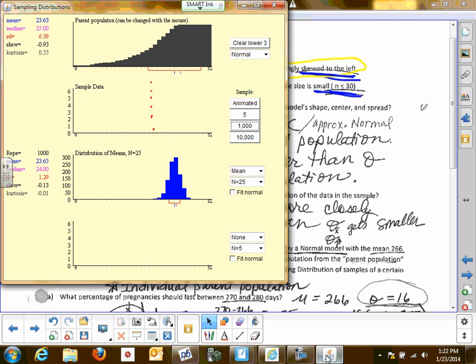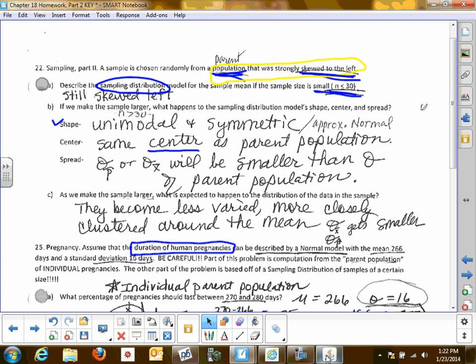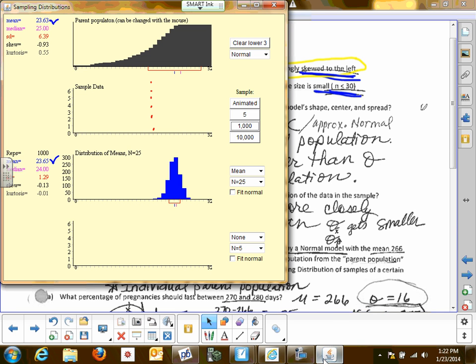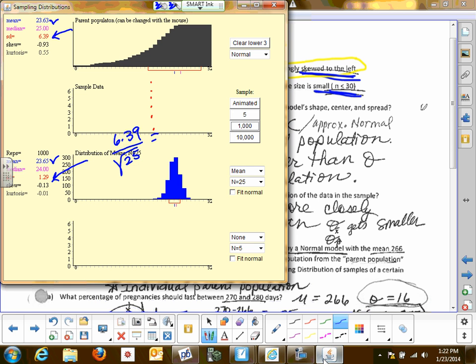Look here. 23.63, 23.65, pretty much the same. So the center is now the same. And spread, we've already talked about this, the standard deviation is smaller than the parent population. Let's look at it. Standard deviation here, 6.39. Standard deviation here, 1.29. Again, what made the difference? Yep, square root of 25 on the bottom, divided by 5.